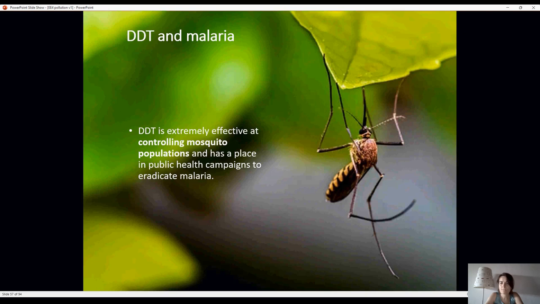So what happened with DDT? Well, it's not quite so clear cut, because DDT is extremely effective for controlling mosquito populations. And so there's a balance here. We have to be very careful about damning it completely. It is still used in particular controlled conditions for public health campaigns for the eradication of malaria-carrying mosquitoes. Yeah, exactly. So it's something which we wouldn't use here. Probably wouldn't be allowed in Europe, but it's one of those examples of the balance between things.